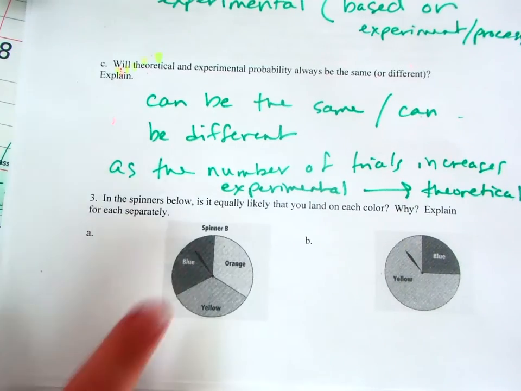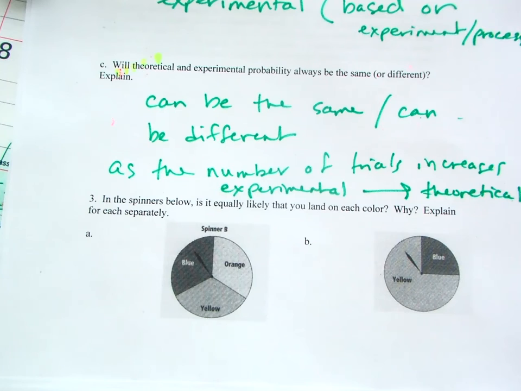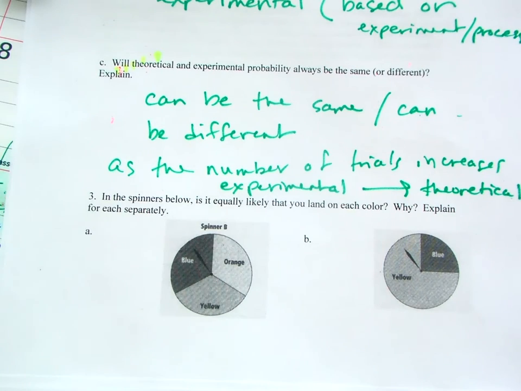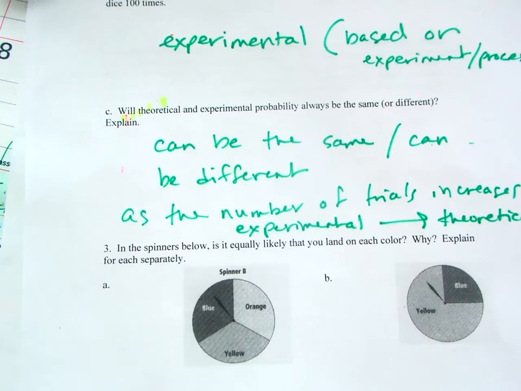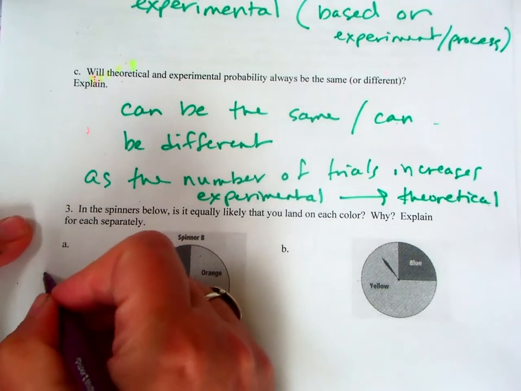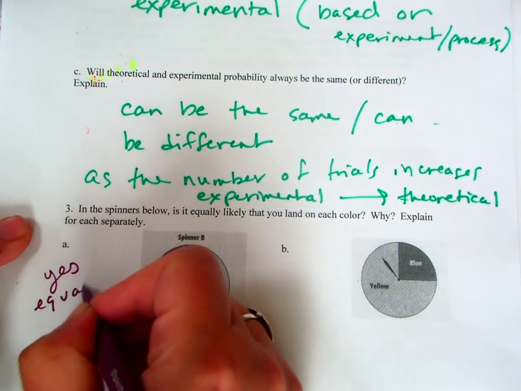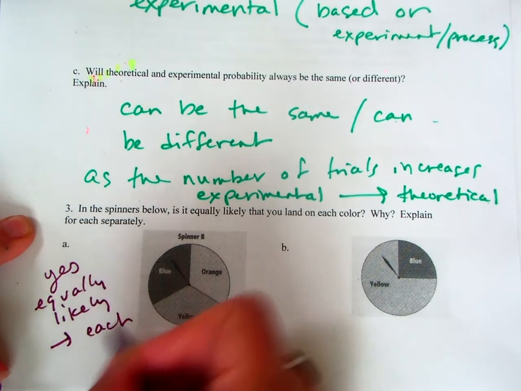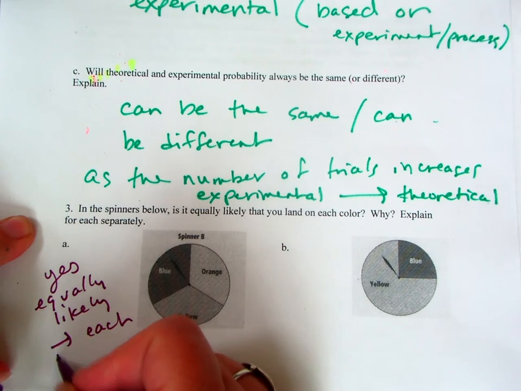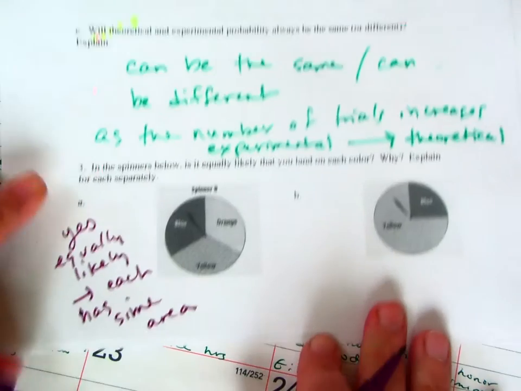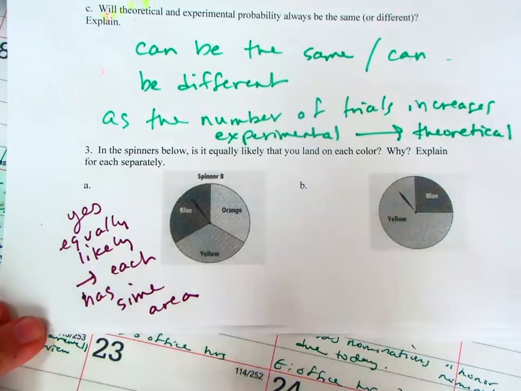Okay, so in the spinners below, is it equally likely that you land on each color? And then just explain. Here I can see that blue, orange, and yellow are the same size. You don't have to prove they're the same size. If they're pretty clearly the same size, you can just say they have the same size or the same area. So yes, this is equally likely, and that's because each has the same size or area. I'll say area, because it is kind of an area model. You can say size, area, that's fine.